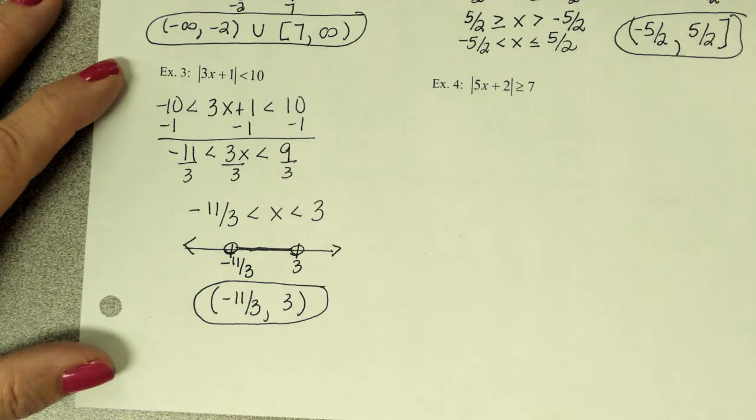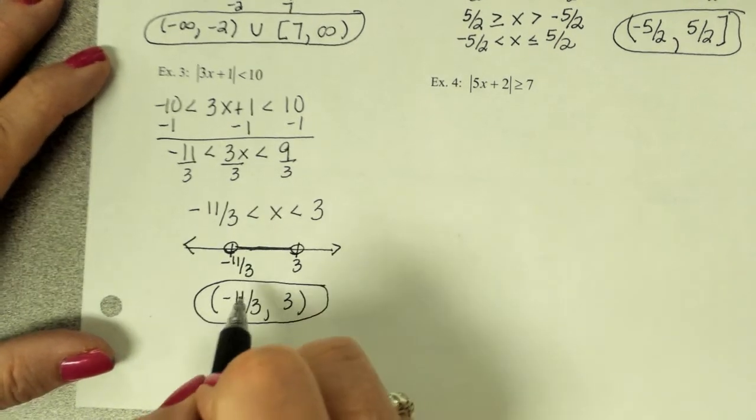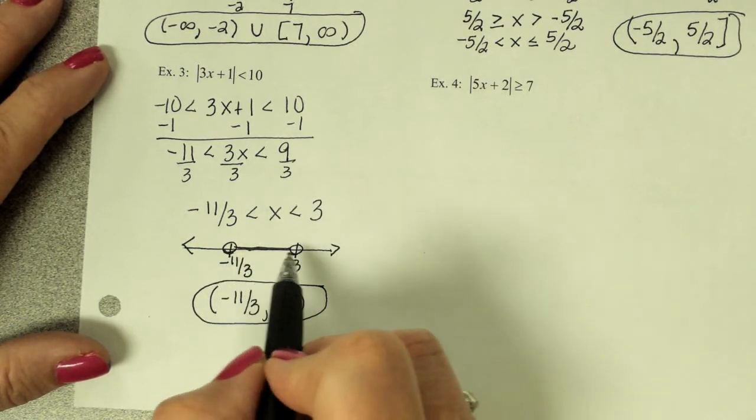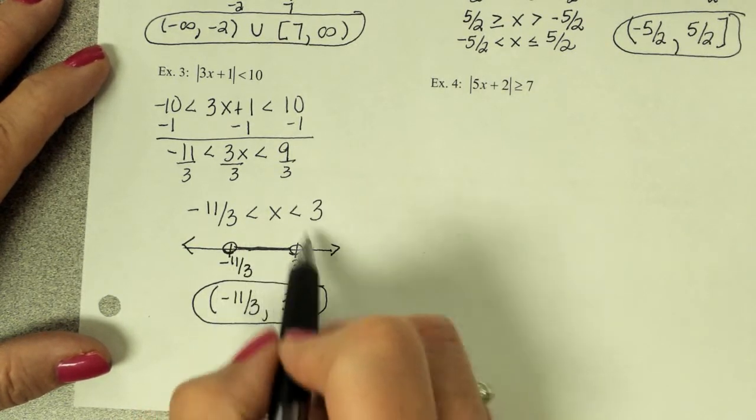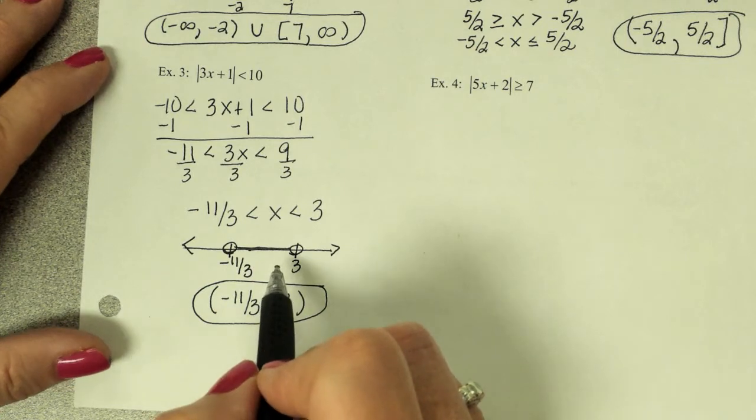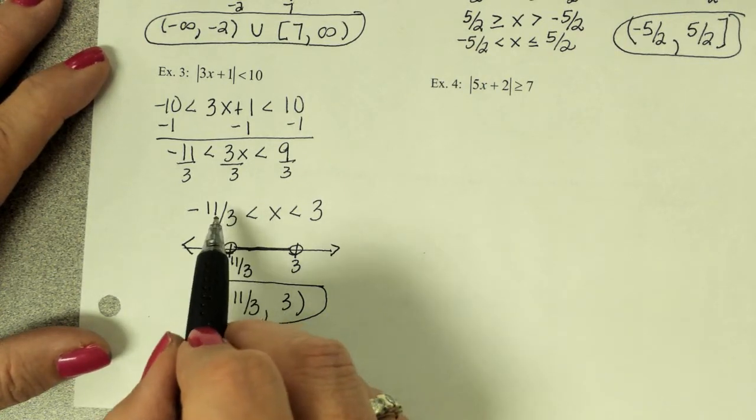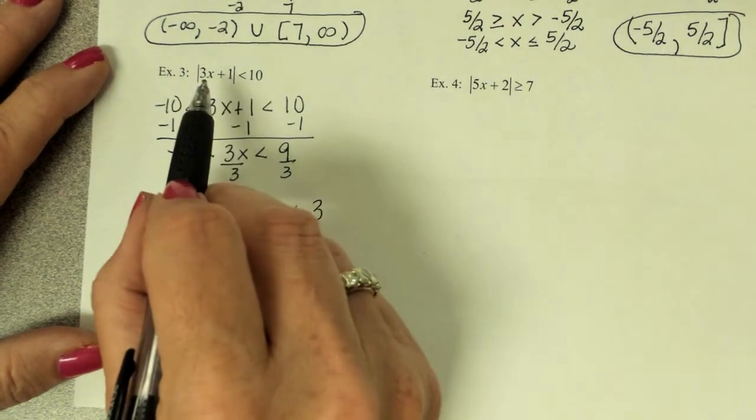Raise your hand if you got it right. Raise your hand if you need some explanation. Okay. So what we did there is we can see, what kind is this? I said you didn't have to know it, but do you remember what kind this is? Conjunction, right. Anything in between negative 11/3 and 3 is going to be a solution.